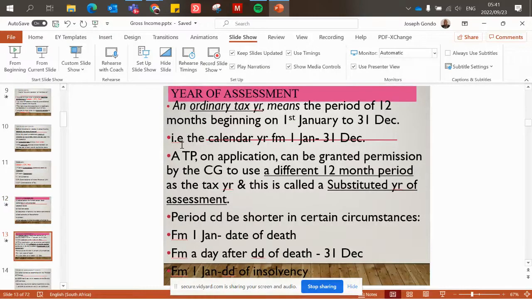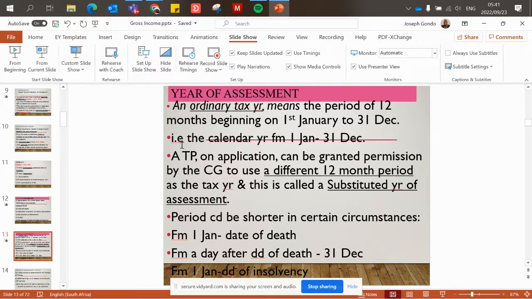Let's go to year of assessment. Year of assessment, we have an ordinary year from 1 January to 31 December. But let's say if a company has got a 30 June year end, it can apply for a substituted year of assessment. So there are two types of year of assessments. There is an ordinary assessment, which runs from 1 January to 31 December.